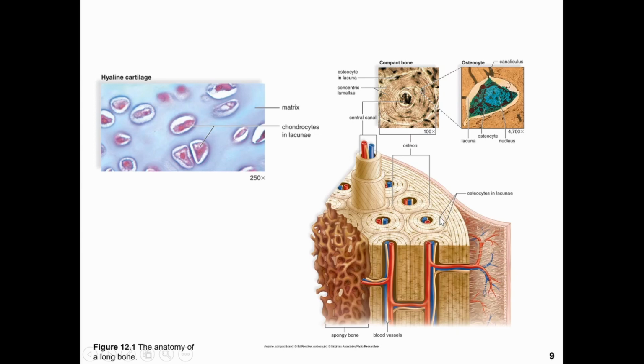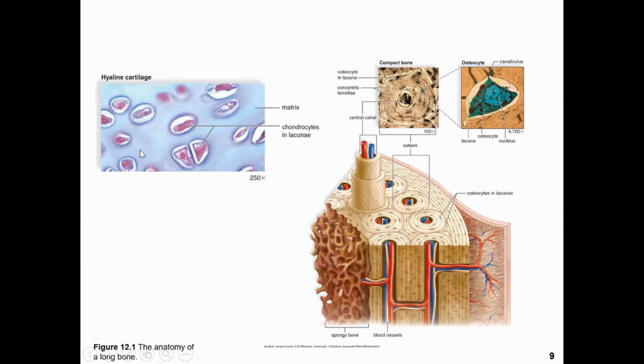So most of this is not living tissue. Most of this is going to be the matrix, right? The hard calcium salts that give this bone its rigidity and its strength. But those osteocytes are going to be dispersed throughout the matrix. And again, they're found in their little tiny lacunae, their little tiny homes, their chambers, similar to what we see with cartilage, right? So we look at the hyaline cartilage.